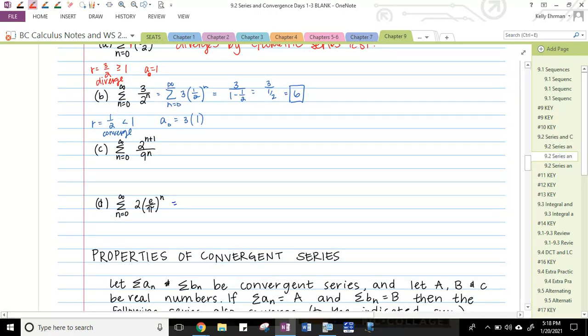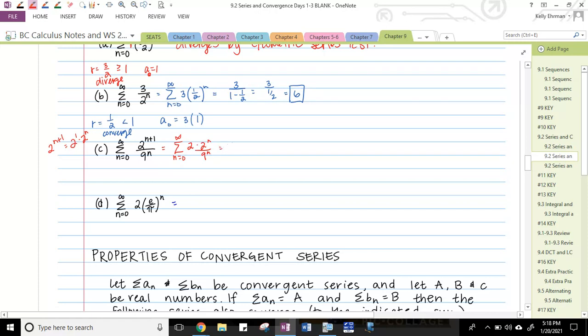All right, what about the next one? This one looks a little weird because you've got 2 to the n plus 1. So remember, 2 to the n plus 1 is the same as 2 to the first times 2 to the n. That's a really important rule to know. We're going to need to split things up a lot like that. So if I look at it this way, this is just 2 to the first times 2 to the n over 9 to the n.